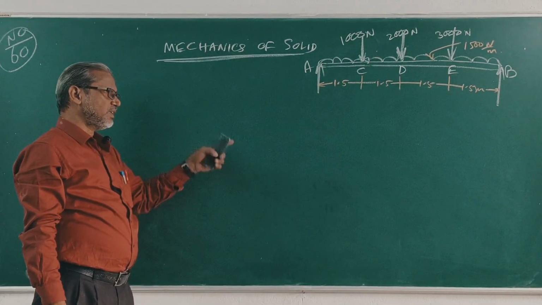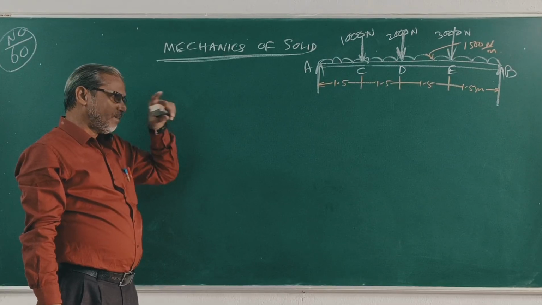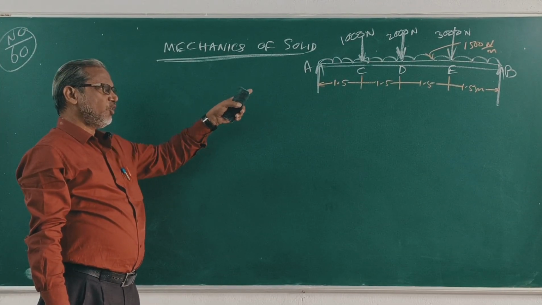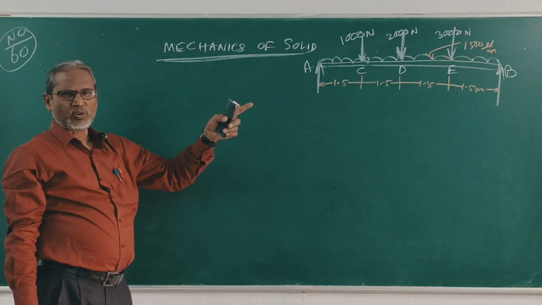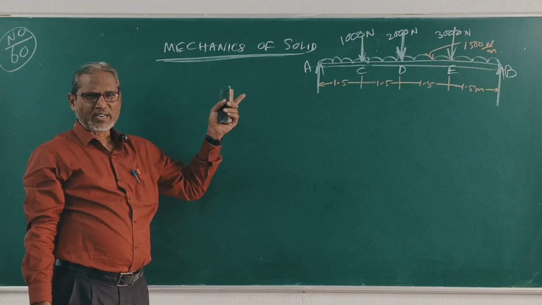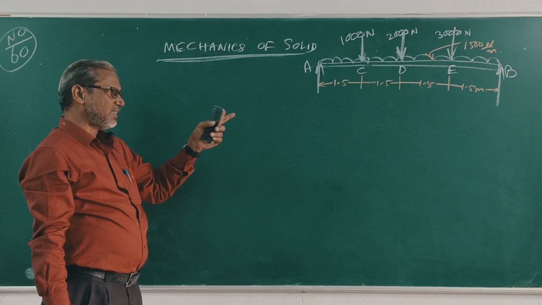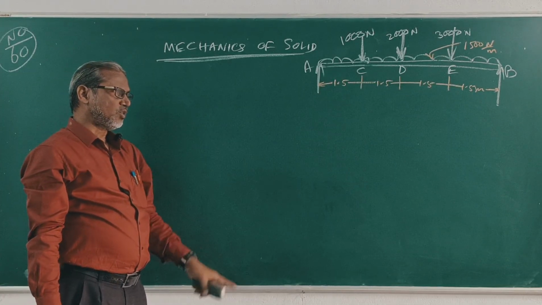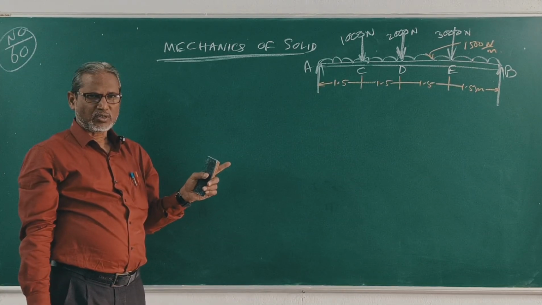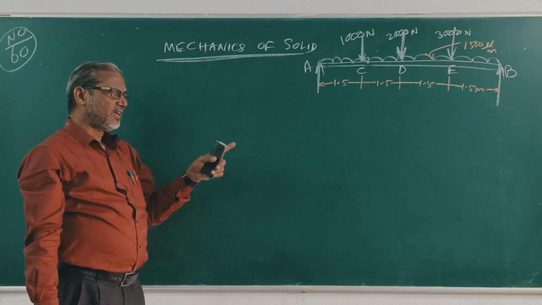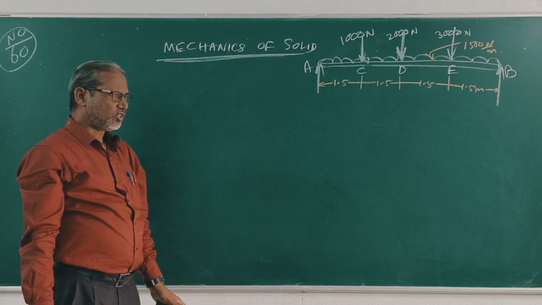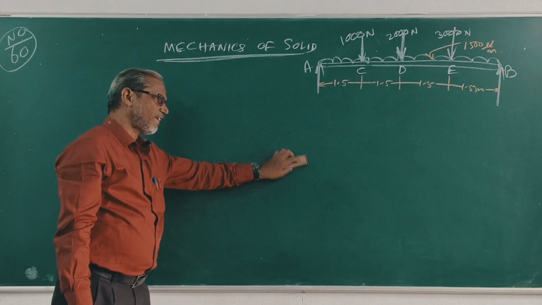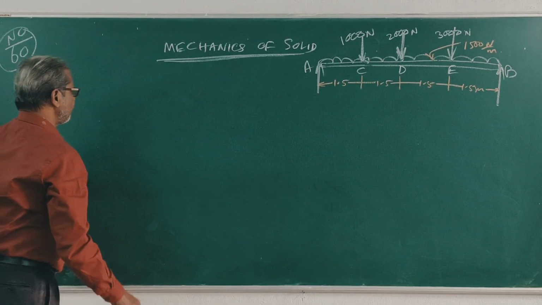Now the question is: a beam AB simply supported carries a UDL of 1500 Newton per meter over its entire span and takes three point loads of 1000 Newton, 2000 Newton and 3000 Newton at C, D and E as shown in the figure. Draw the shear force and bending moment diagram for the beam. Clear?